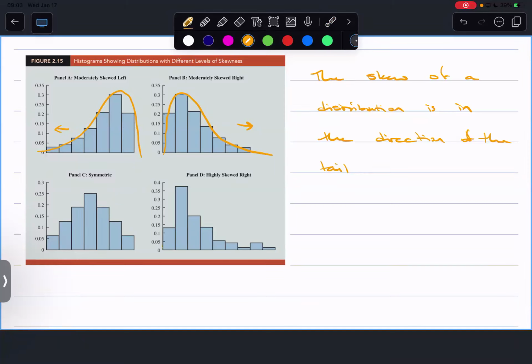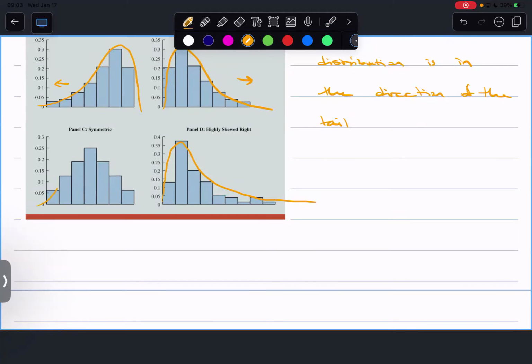So then here we could have this kind of way more extreme skew. So there's different levels of skew, but we are also, oh, that wasn't very good at all. We can also have a symmetric distribution.